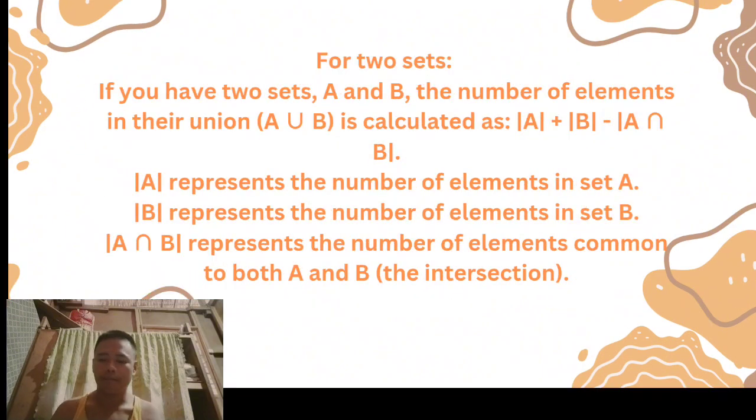So first is for two sets. If you have two sets, A and B, the number of elements in their union, A union B, is calculated as A plus B minus A intersection B. So what is A? A represents the number of elements in set A, and B represents the number of elements in set B. A intersection B represents the number of elements common to both A and B.